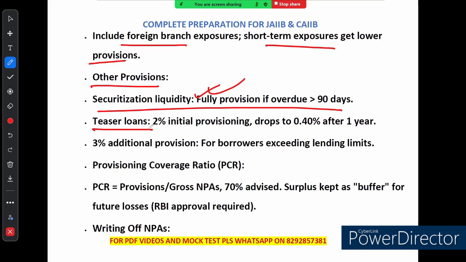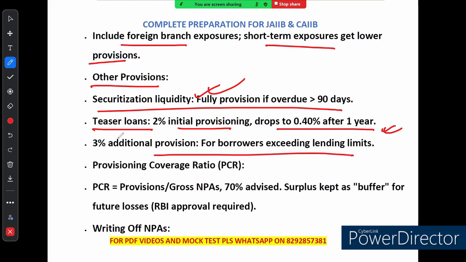Next, for teaser loans, these loans with low interest rate initially, the bank needs to set aside 2% as the provisioning, which drops to 0.40% after a year. We already know about it, right? And the bank also needs to set aside 3% more if the borrower goes over the lending limit.